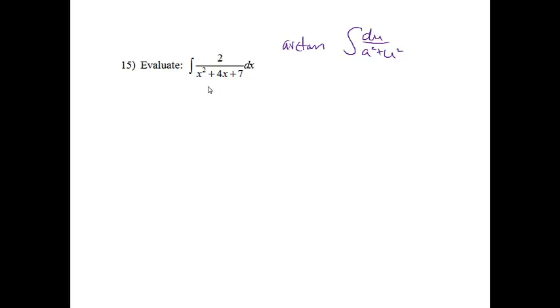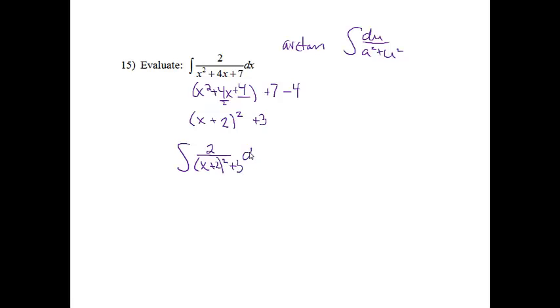So here we go. I'm going to do x squared plus 4x, leave myself a blank, put the plus 7 on the outside. When I do 4 divided by 2, I'll get 2, and then 2 squared is plus 4. To undo the plus 4, I'm going to do minus 4. And then from here, this is going to factor as x plus 2 squared plus 3. So if I rewrite this whole problem, I have 2 over x plus 2 squared plus 3 dx. And so now I have it set up.